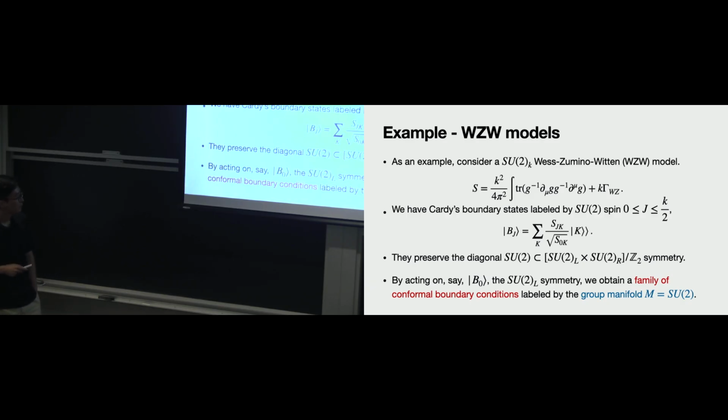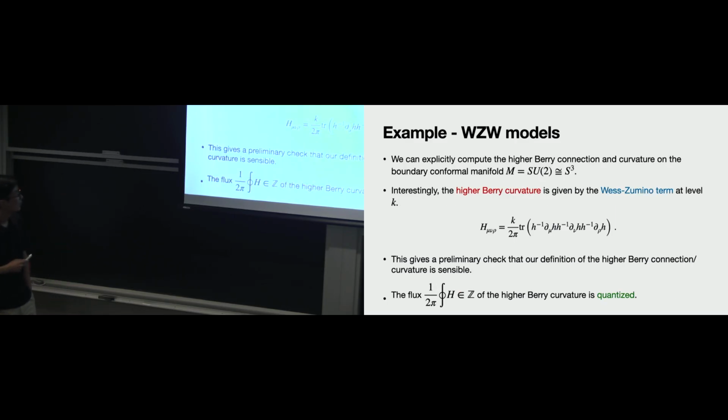Now, you can take, for instance, the Cardy boundary condition corresponding to spin 0, B0, and act on this B0 with the left-moving SU(2) symmetry. Since the left-moving symmetry is explicitly broken by the boundary, by doing this, I obtain a family of conformal boundary conditions labeled by the group manifold SU(2). So we have a boundary conformal manifold SU(2), or equivalently a three-sphere.